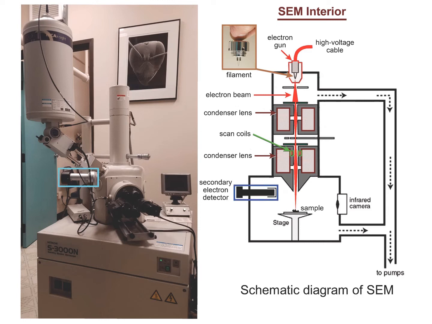Another important part of the microscope is this tube-like device that extends into and outside of the chamber, called the secondary electron detector. I'll describe this detector in just a moment.